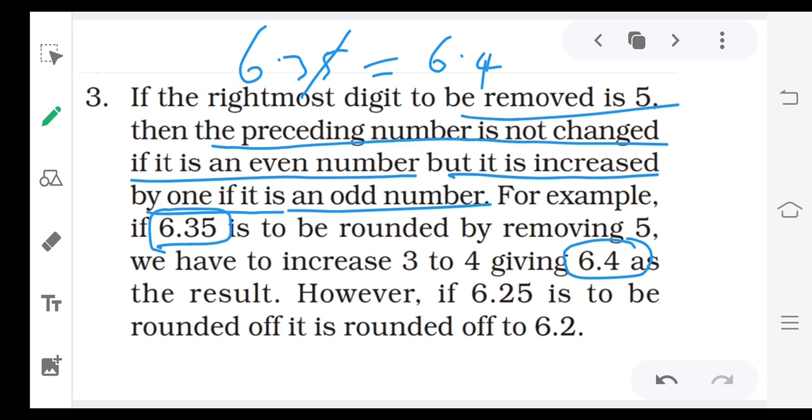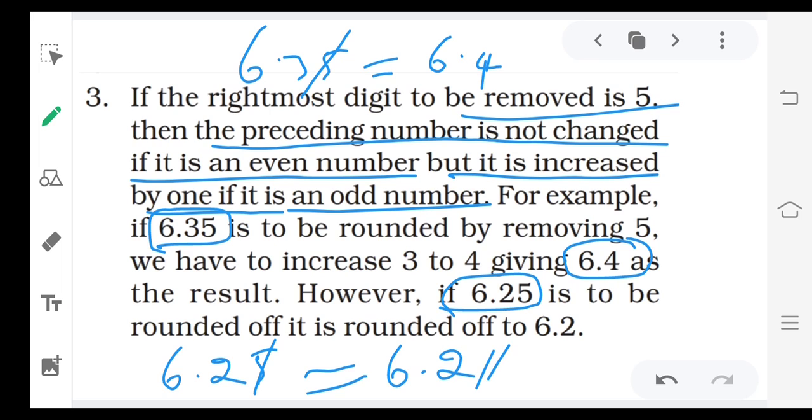So the answer is 6.4. Similarly, if you see 6.25, from 6.25, I am removing 5. So the preceding number is an even number, so no need to change an even number. If it is an odd number, you have to increase. So these are the rules for rounding of the numbers.